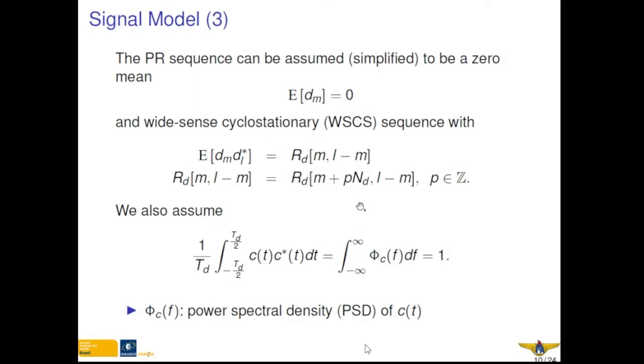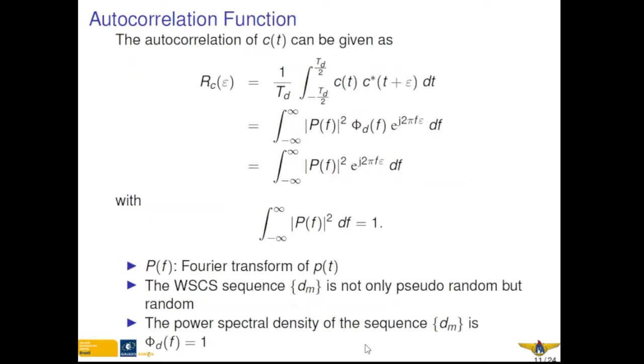We also assume in the following that the integral of c c conjugate over one period of the sequence, and thus the integral over the power spectral density of the sequence, is 1. So we perform some kind of power normalization of the sequence. Yeah, the autocorrelation function of c of t can be given like this.